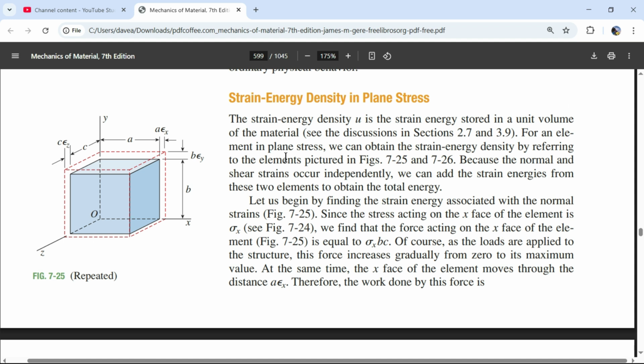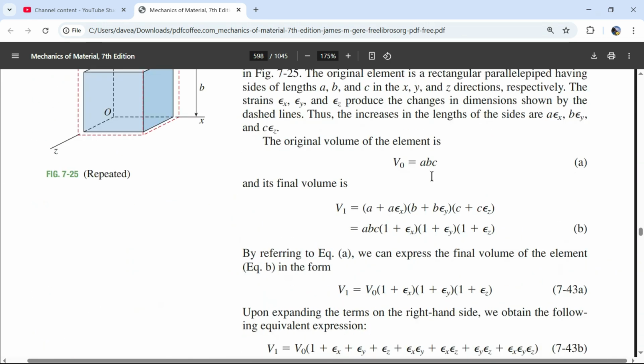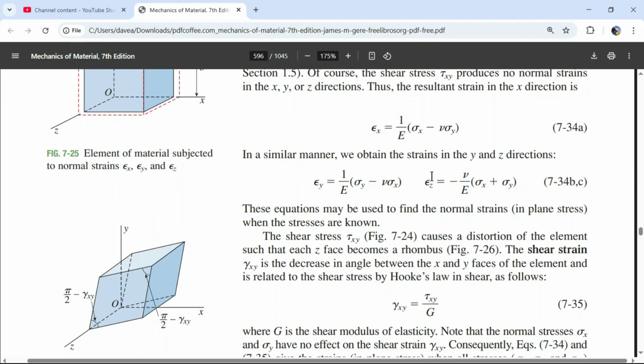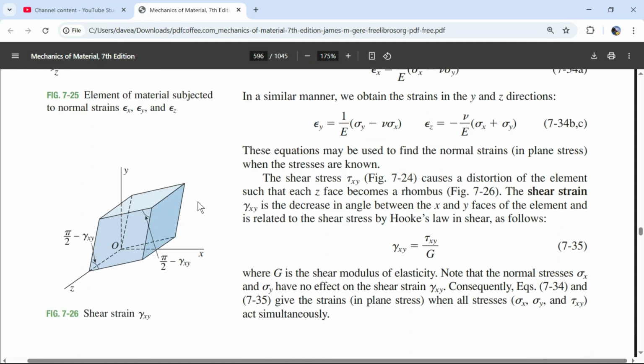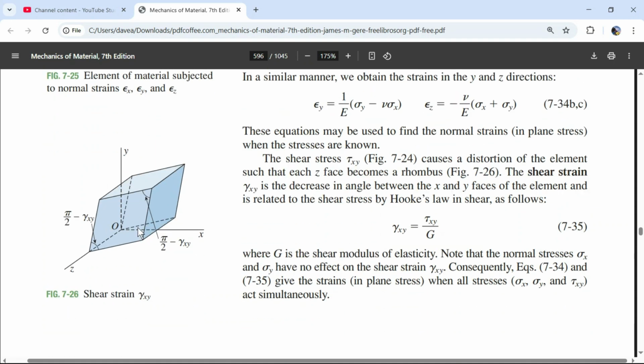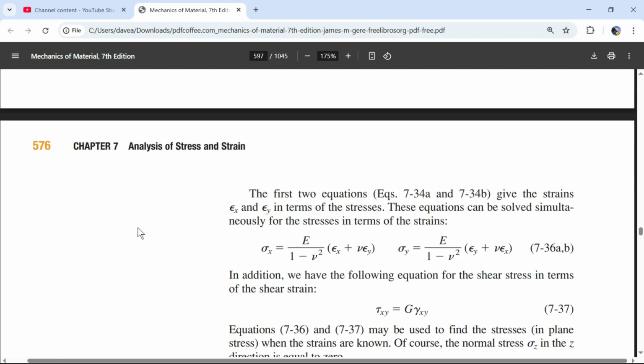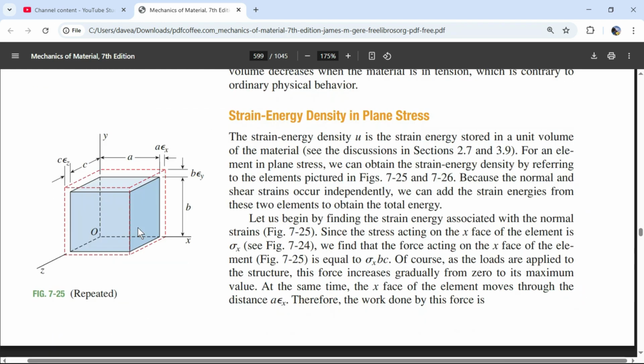All right, so for an element in plane stress, we can obtain the strain energy density by referring to elements pictured in 7.25 and 7.26. Because the normal and shear stresses occur independently, we have the strains, that strain, and then the one that looks like a diamond shape. So this is figure 7.25, and this is figure 7.26. Always go back to the figures. Those are the two figures we're looking at.